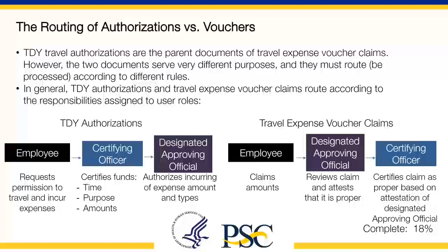For TDY authorizations, the employee requests permission to travel and incur expenses. Next, the certifying officer certifies funds, time, purpose, and amounts. Finally, the designated approving official authorizes incurring of expenses, amount and types. For travel expense voucher claims, the employee claims amounts. Next, the designated approving official reviews the claim and attests that it is proper. Finally, the certifying officer certifies the claim as proper based on the attestation of the designated approving official.